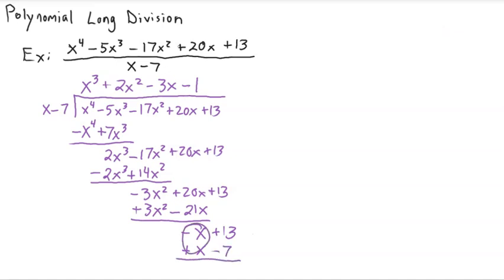And now these first two terms, again, are going to cancel each other out. And now we're going to have 13 minus 7, and that's 6. And then this is what we call the remainder. So this has a remainder of 6, okay?